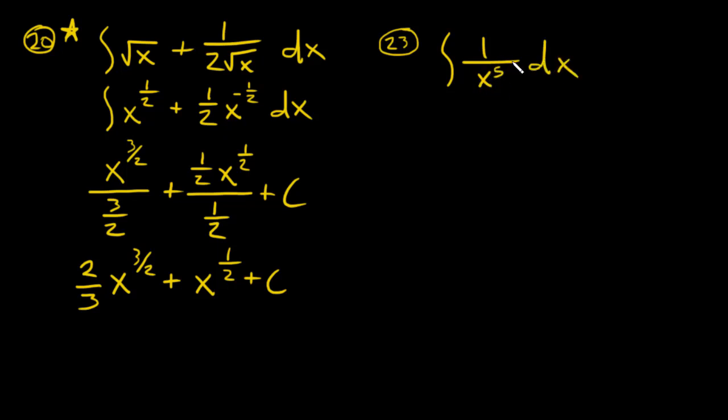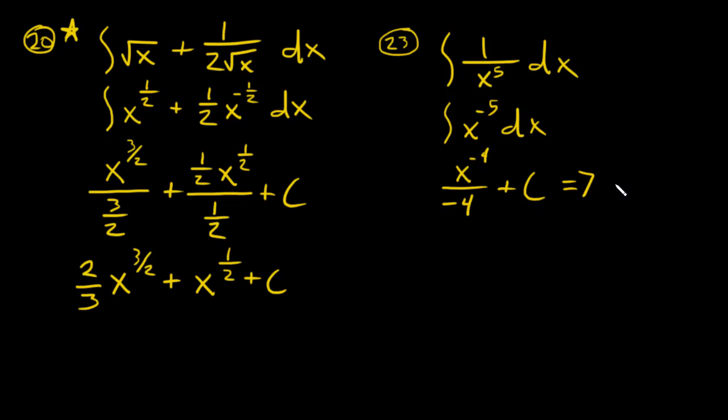Again, we can't do this integral, or this antiderivative, because it's not in a form where I can figure out what to do with the exponent. So I'm going to rewrite this as the integral of x to the negative 5th dx. Now that it's in this form, I can add 1 to the exponent, so I'm going to get x to the negative 4th, because I'm adding 1 to negative 5, over negative 4 plus c.